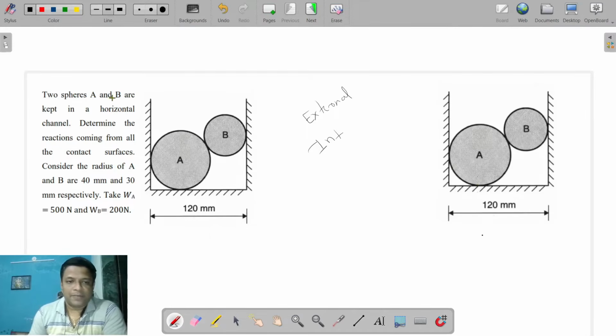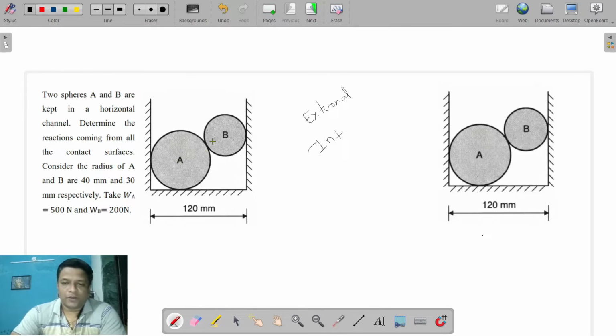Two spheres A and B are kept in a horizontal channel. Determine the reactions coming from all the contact surfaces. Consider the radius of A and B as 40 mm and 30 mm respectively. Take WA equal to 500 Newton, WB equal to 200 Newton. So here the radius and the weight value for spheres A and B are given.